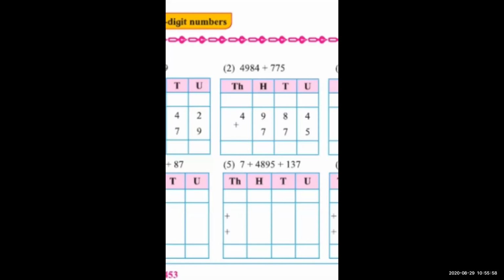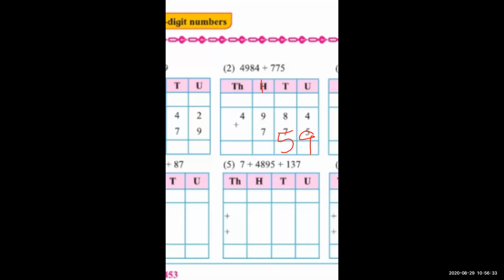See, 4,984 plus 775, right? Downside a 3-digit number is there. So now 4 plus 5. 4 plus 5, answer is what? 9. Now 8 plus 7, answer is 15. So 1 is carry here, 5 is downside. Okay. 7 plus 8, 15. So 1 is carry, 5 is downside.